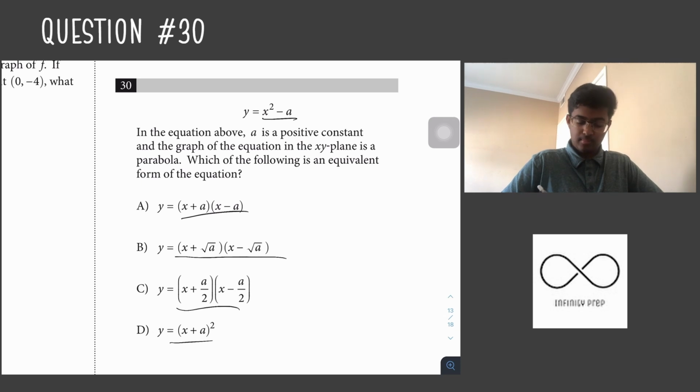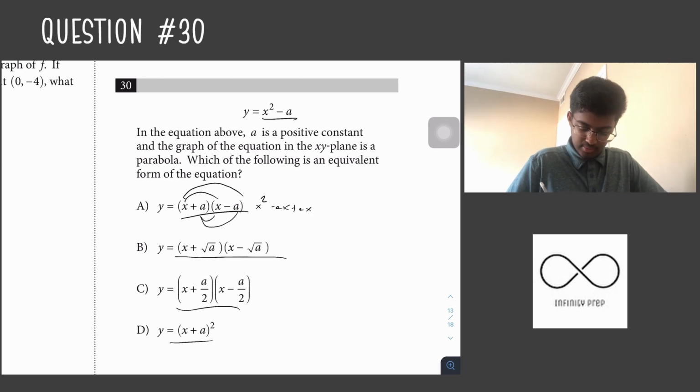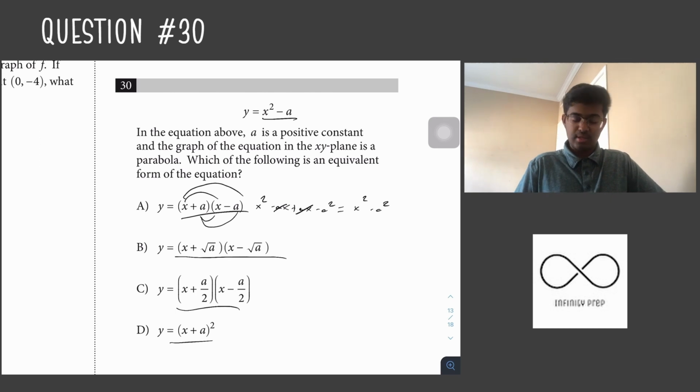So let's start with answer choice A. This would go x times negative a times x, and a times negative a. So this would expand to be x squared minus ax plus ax minus a squared. The negative ax and positive ax cancel out. This becomes x squared minus a squared. This is not equal to x squared minus a, so answer choice A is wrong.